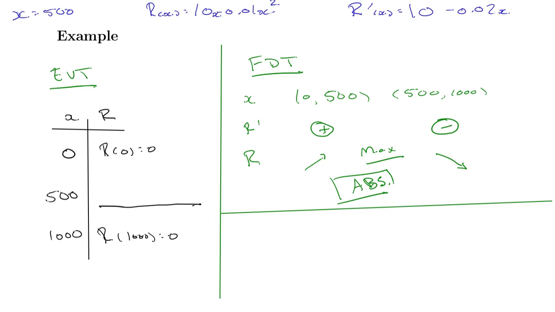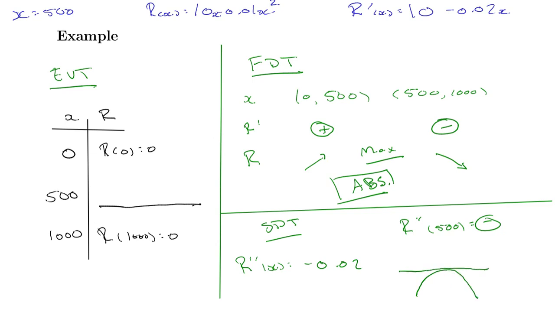Let's check the second derivative test. The second derivative test is actually really easy here, because the second derivative of revenue is just negative 0.02. So if you plug in 500 into that second derivative, you will get a negative number. It's negative 0.02, meaning your function is concave down. You've got a horizontal tangent line. That means this point is a max.